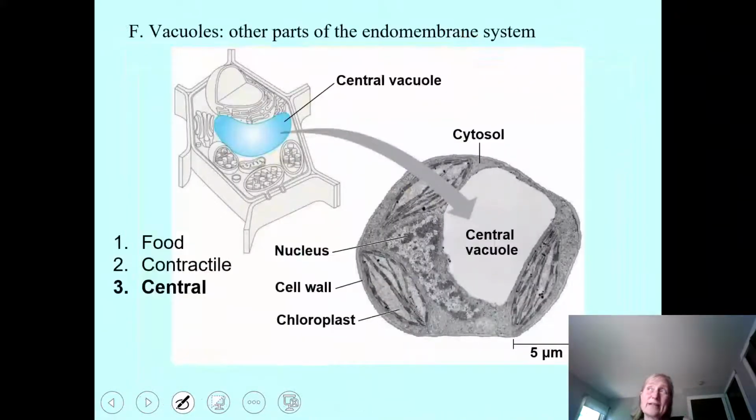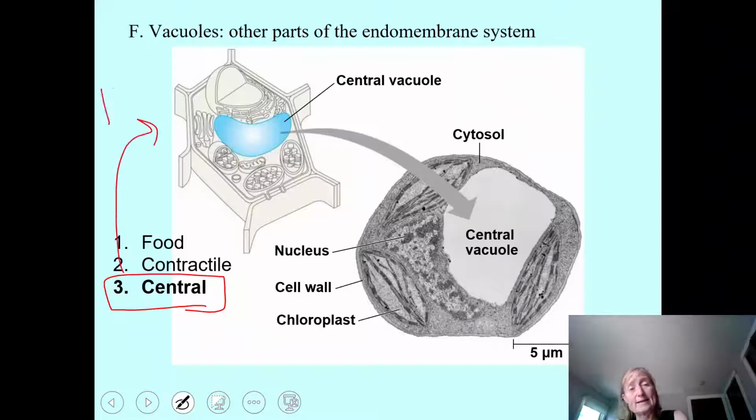There are other components of the endomembrane system. There are bigger membrane-bound structures. We call these vacuoles. There are all different kinds of vacuoles out there. Food vacuoles, contractile vacuoles. I wanted to mention central vacuoles. Central vacuoles are found in plants, not in animals. And they're very large fluid-filled vacuoles. Fluid-filled meaning primarily filled with water. And they take up a huge amount of space inside a plant cell.